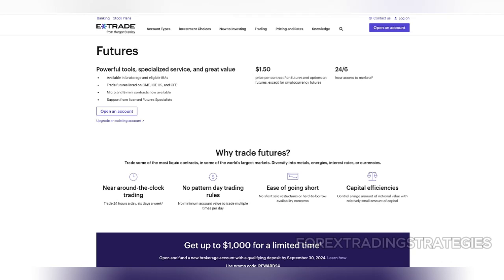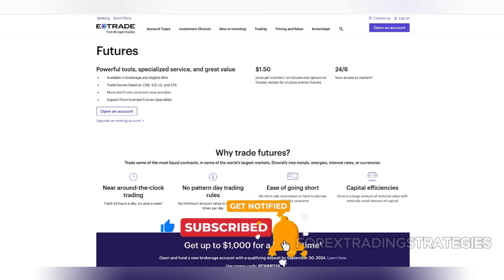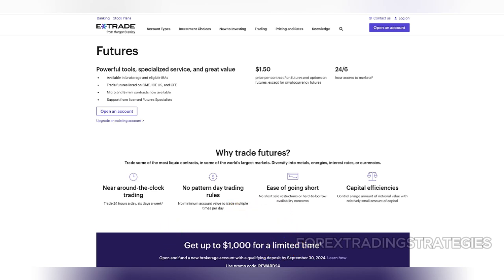Can you trade futures on eTrade? Can I trade futures on eTrade? Trading futures on eTrade has become increasingly popular, offering investors the potential for significant returns, but also exposing them to substantial risks. Before delving into the specifics, it's essential to understand a few key facts about futures trading.